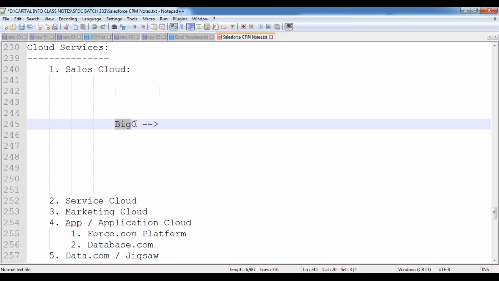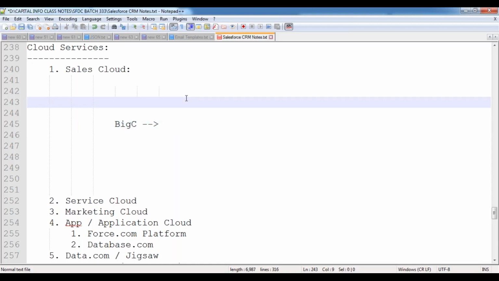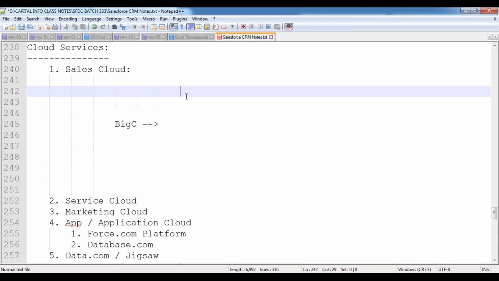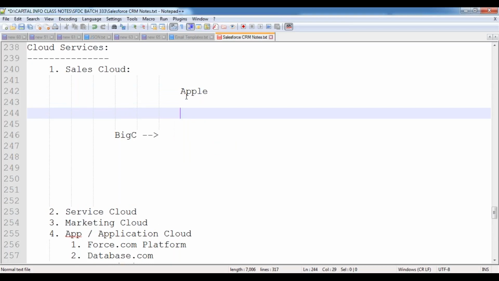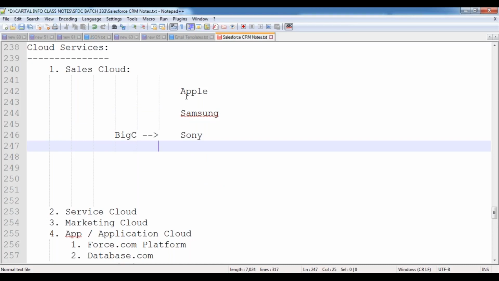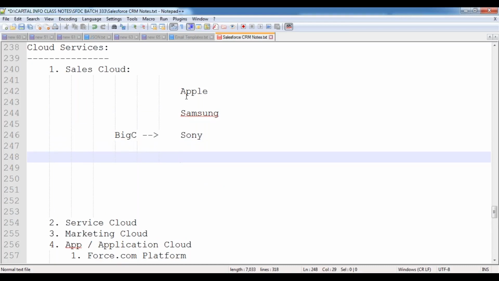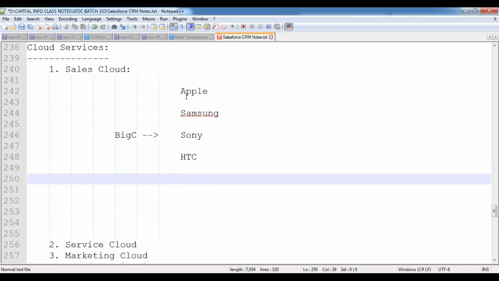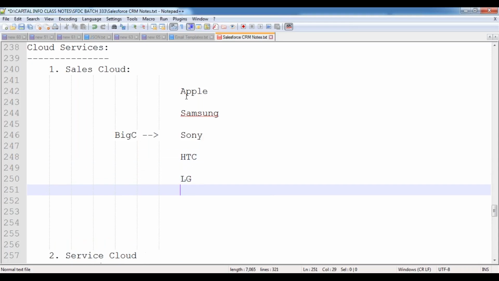Now, these people are going to be selling the mobile products manufactured by the various manufacturers. They sell the products manufactured by Apple, that means iPhones. They sell the products manufactured by Samsung, by the Sony Corporation, and the mobile products manufactured by HTC and LG. Like that, so many mobile manufacturers are available. So these people sell all the products from the different mobile manufacturers.